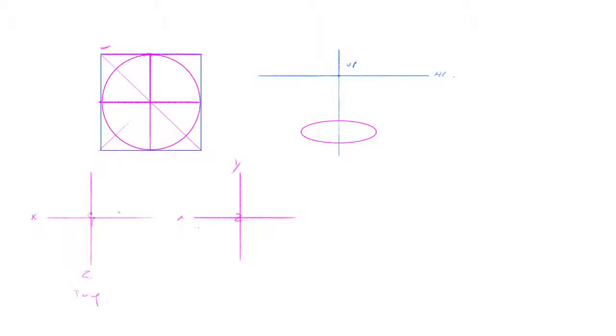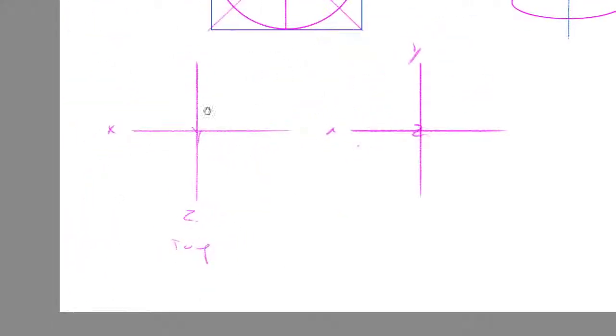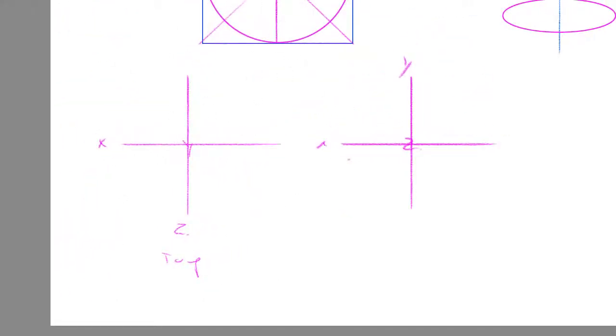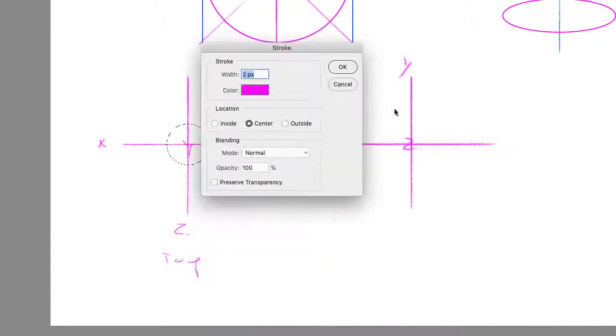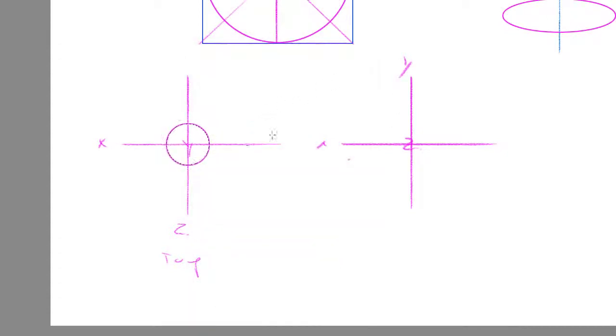Alright, so I'm going to create the same thing on the top view. I just want to show you guys, using the XYZ system, what I'm going to try and do. So placing a circle right on that axis there. Right. And I'm looking for a box that encloses the circle like that.